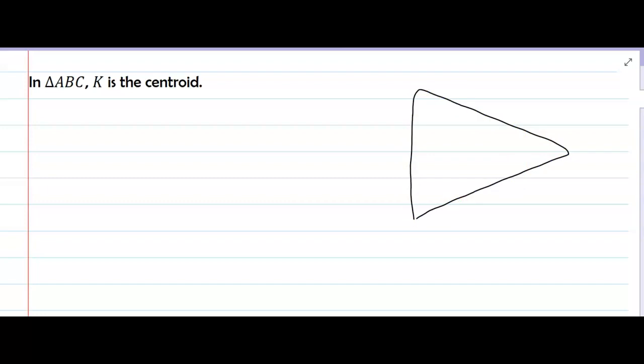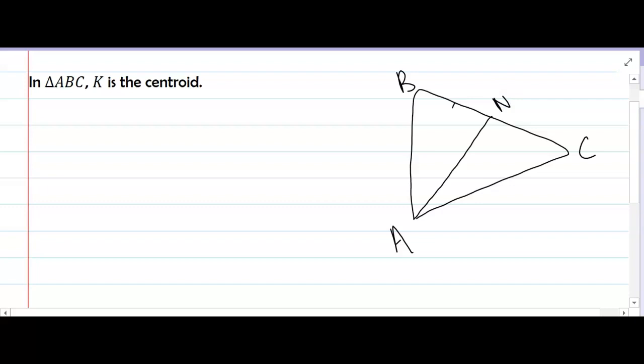We'll call this bottom left vertex A, the top vertex B, and that right vertex C. What we're going to do is draw the medians of all of these sides. Let's draw a segment AN. That's going to go from vertex A over to segment BC. We'll call that point N. This is going to be a median, so I know that those two segments are congruent.